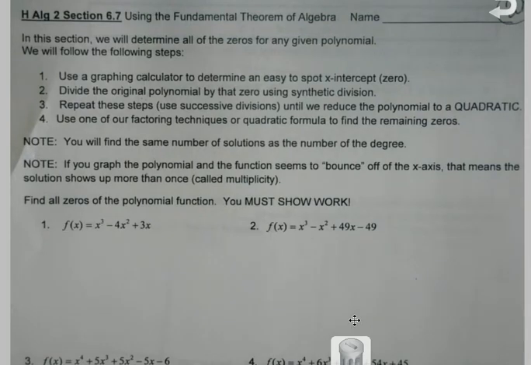Using the fundamental theorem of algebra, what we're going to do is a combo here. Sometimes we may get lucky and the graphing calculator may do everything for us, but other times we're not going to be quite so fortunate. So if you don't have a graphing calculator right now, make sure you grab one because it can make life very easy on you.